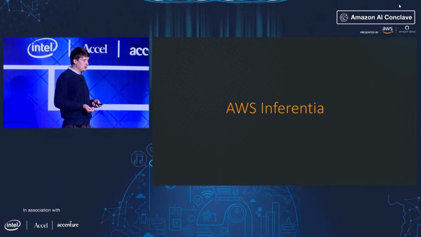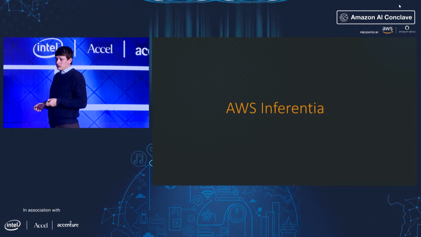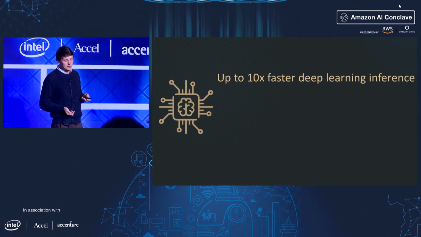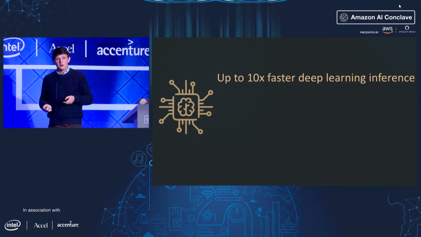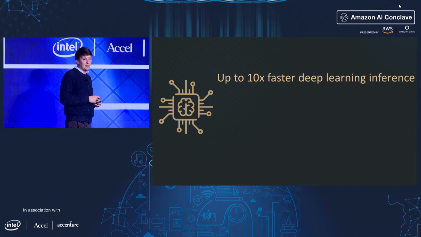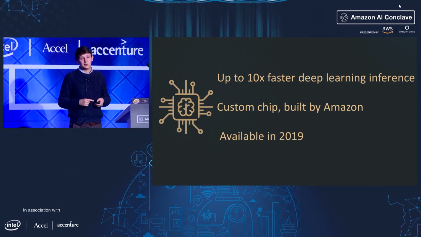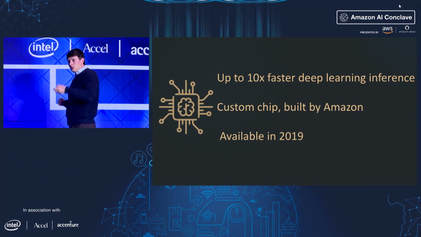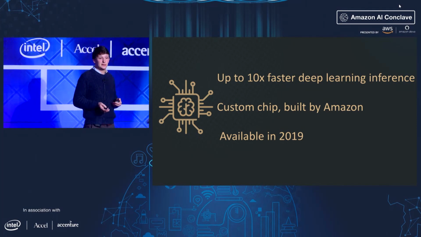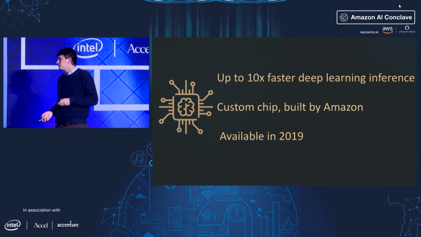And I come to the last part, which was announced at re:Invent. This is called AWS Inferentia. Inferentia is a custom chip that's going to be built by Amazon. It's up to 10 times faster deep learning inference, so hundreds of teraflops, or even thousands of teraflops. And it's going to be available this year, so stay tuned. It's going to be available through Elastic Inference, and you'll be able to attach this custom AI accelerator to any of your EC2 instances and run your inference a lot faster.